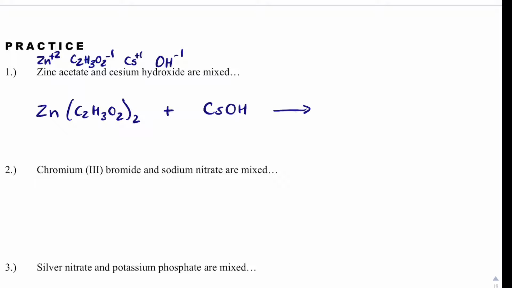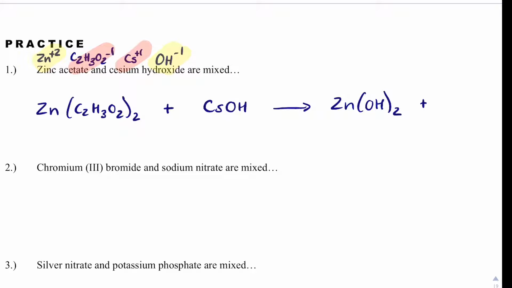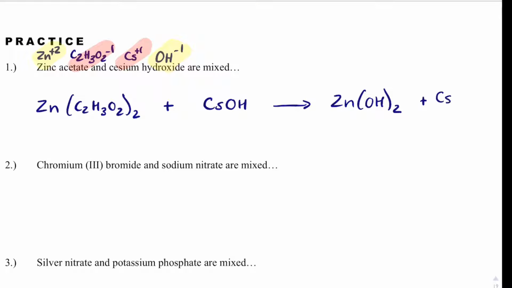And so I need to first predict the products. I'll take zinc, and it will bond with hydroxide potentially, so we'll get zinc hydroxide. And our other product would be cesium acetate, and that would be C2H3O2. And to go ahead and get my states of matter here, I'm going to do it for everything.